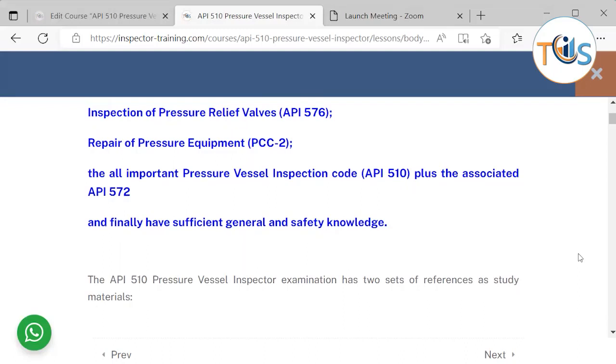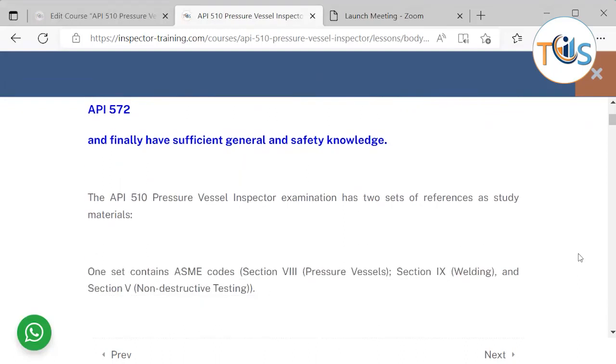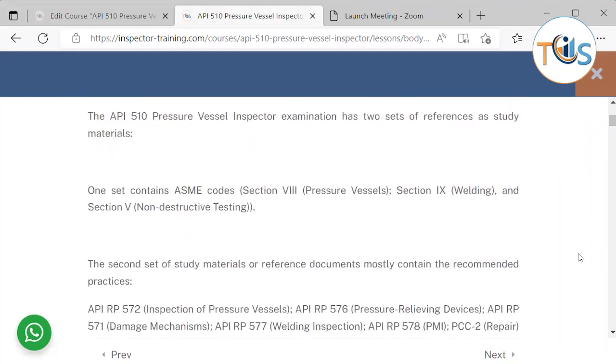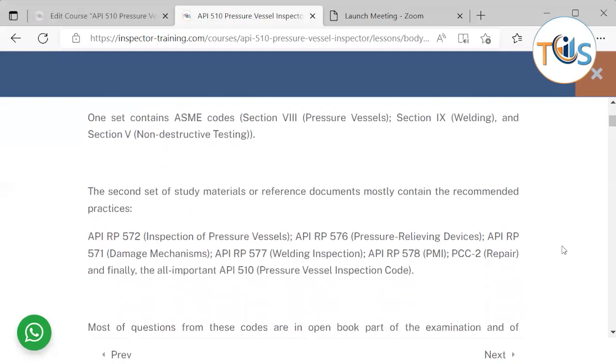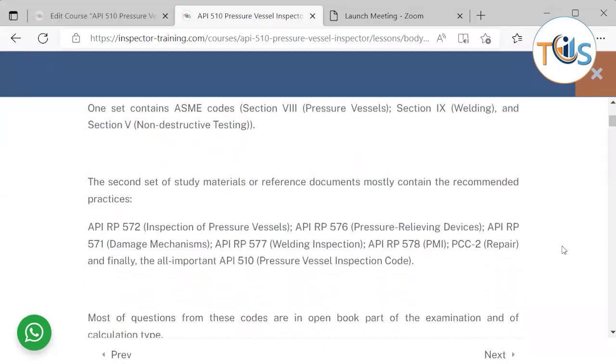In the API Pressure Vessel Inspector Examination, you have two sets of reference documents as study material. One set are ASME, which are Section 8, Pressure Vessel Construction Code, Section 9, Welding, and Section 5, Non-Destructive Testing. And the second set would be the API documents, such as 572, Pressure Vessel Inspection Practice, 576, PRD, 571, Damage Mechanism, 577, Welding Inspection, 578, PMI, PCC-2 Repair, and finally the all-important 510 Pressure Vessel Inspection Code.